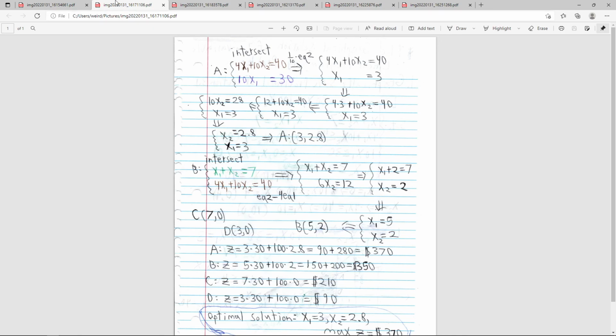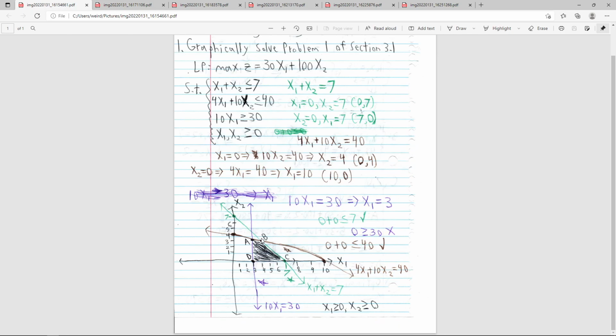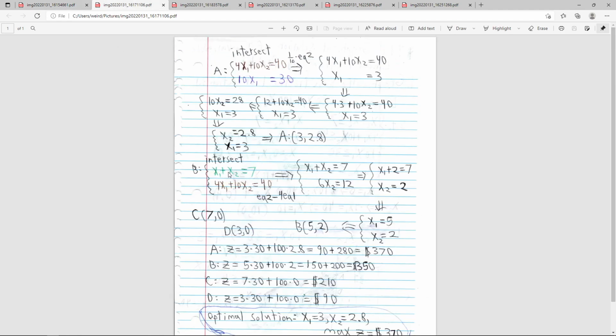And then the B intersection is the same as right here. So B is the green line and the brown. What we do is equation 2 minus 4 times equation 1. That gets 6x2 equals 12, and x1 plus x2 equals 7 does not change. So we get x2 equals 2 by dividing both sides by 6. Then we plug in x2: x1 plus 2 equals 7, so subtracting 2 on both sides, we get x1 equals 5. So (5, 2) is point B. C is (7, 0) and D is (3, 0), like I said earlier.